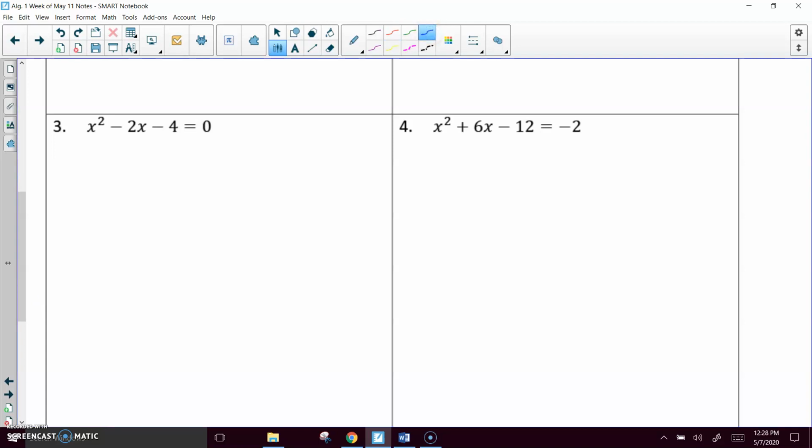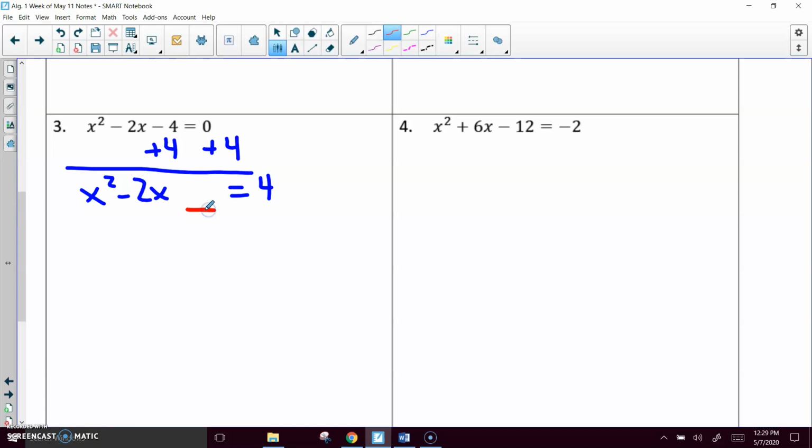Step number 1 is to bring the constant over to the right-hand side. So let's add 4 to both sides. Leave a space there. Now I got to figure out what I add to both sides to make it a perfect square. So I do half of negative 2, which is negative 1. Square that and get 1. So I'm just going to add 1 to both sides.